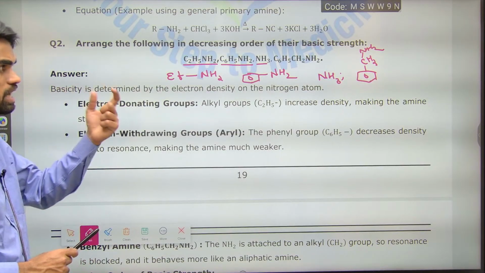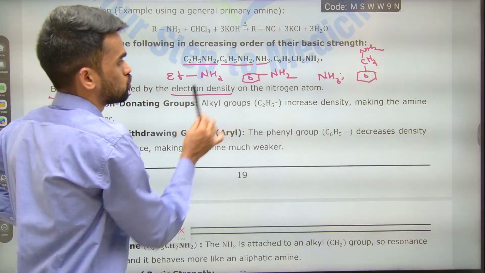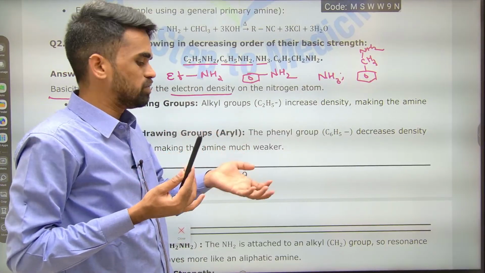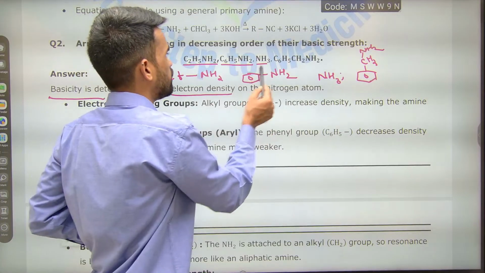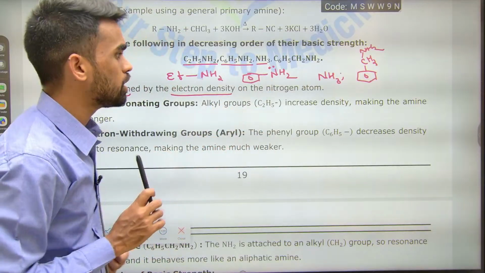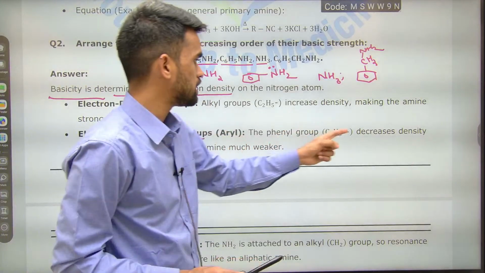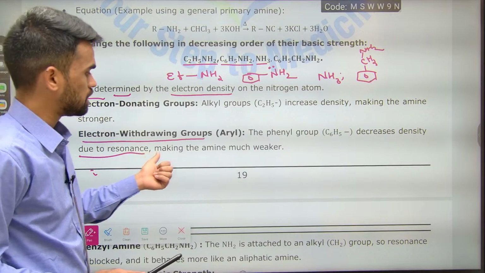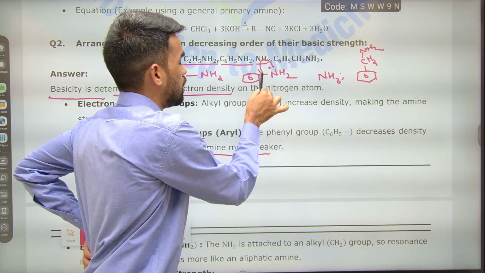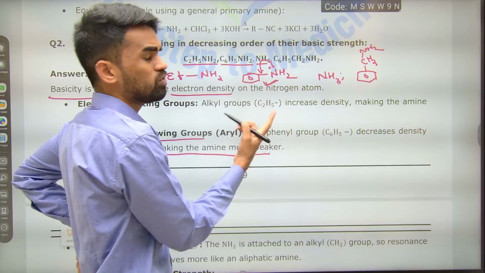Then see, the basic nature of amines is determined by electron density. If there are electron releasing groups, the basic nature of amines is more. If there is an electron withdrawing group, it will withdraw the lone pair electrons towards itself, and the basic nature decreases. Here electron withdrawing groups like the aryl group decrease the electron density due to resonance, making the amine much weaker. The lone pair on nitrogen is involved in conjugation, so it makes it the least basic. Because what do we mean by basic nature?